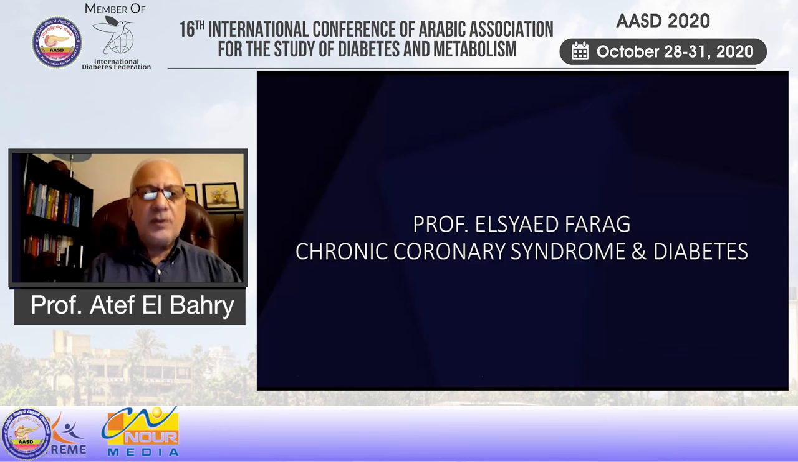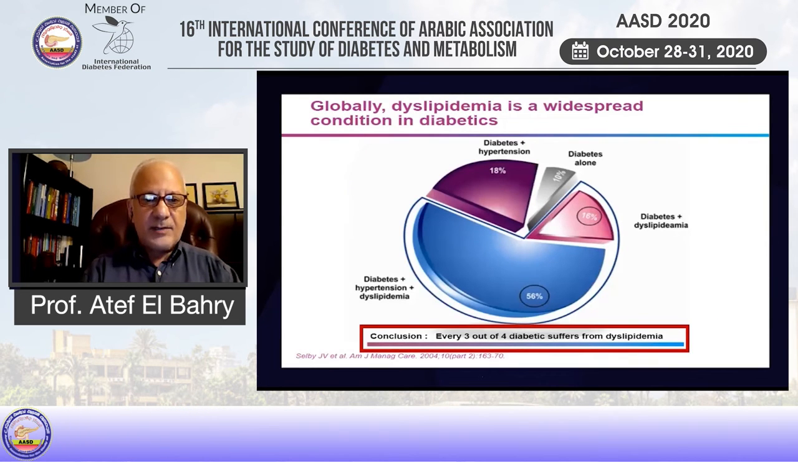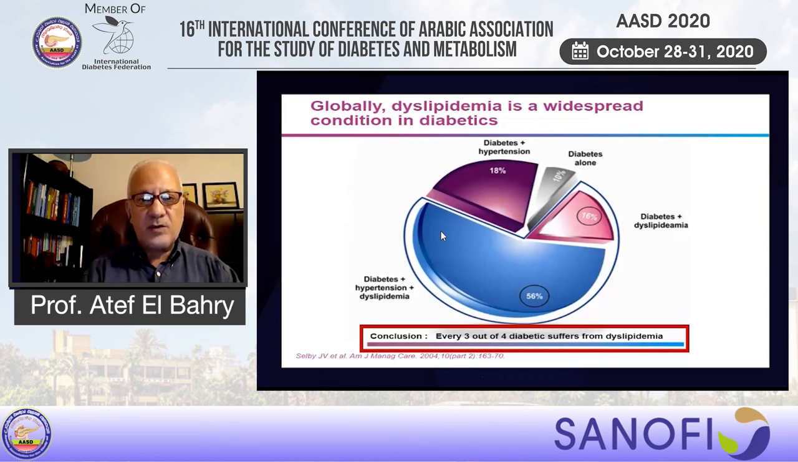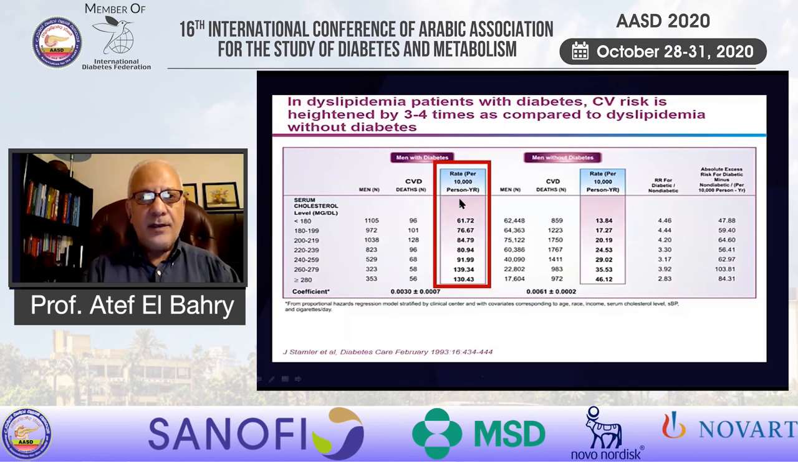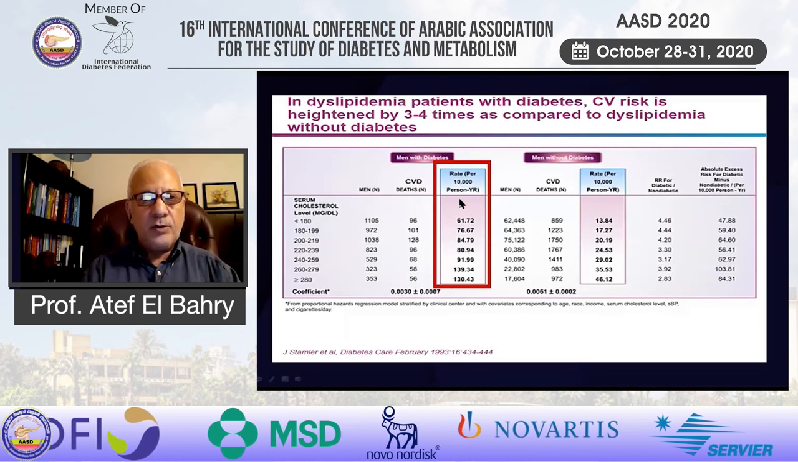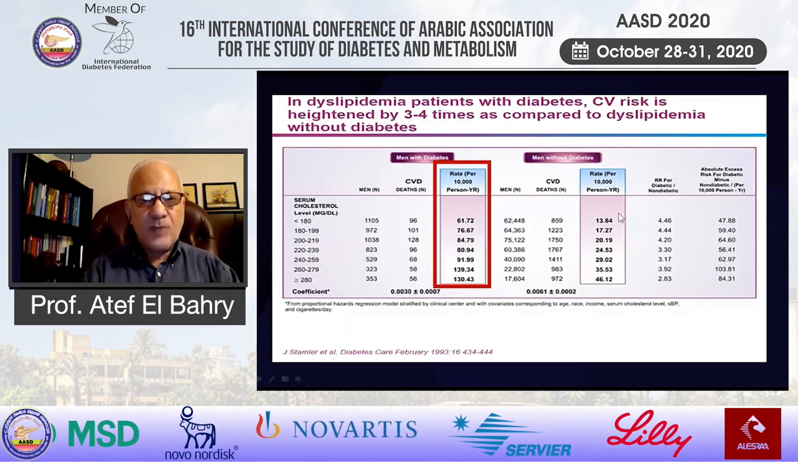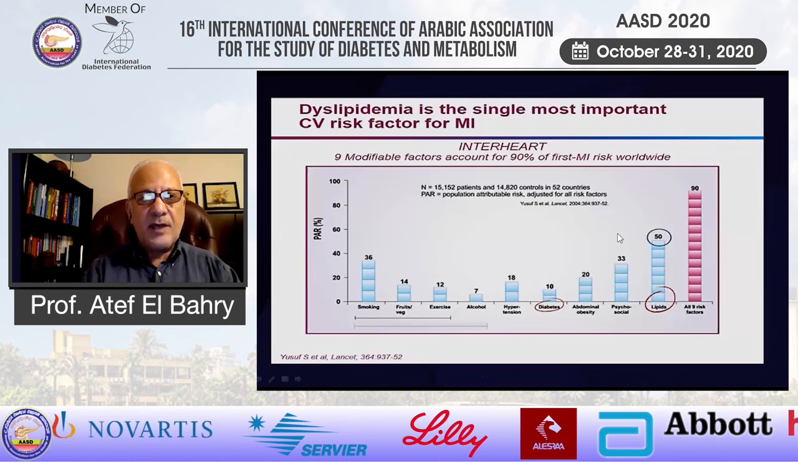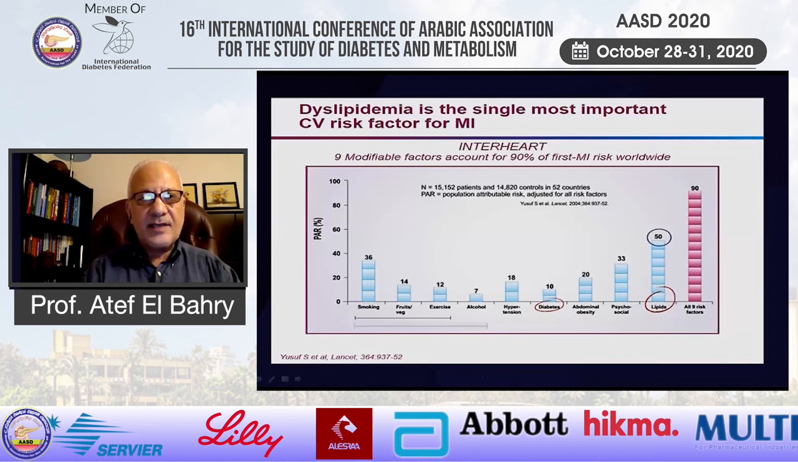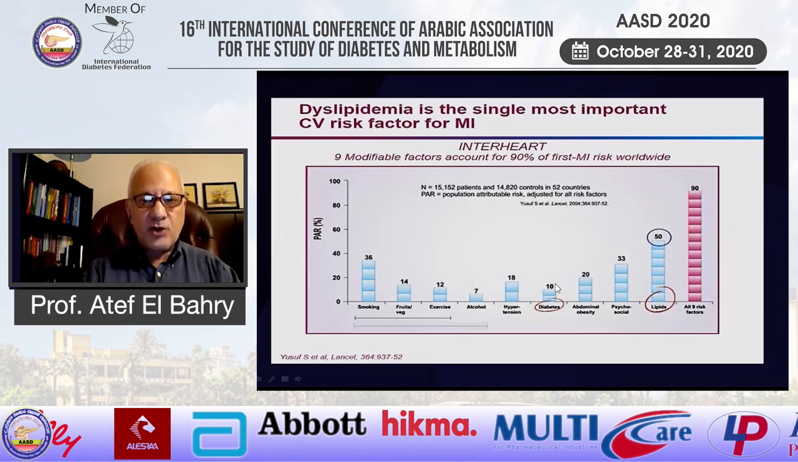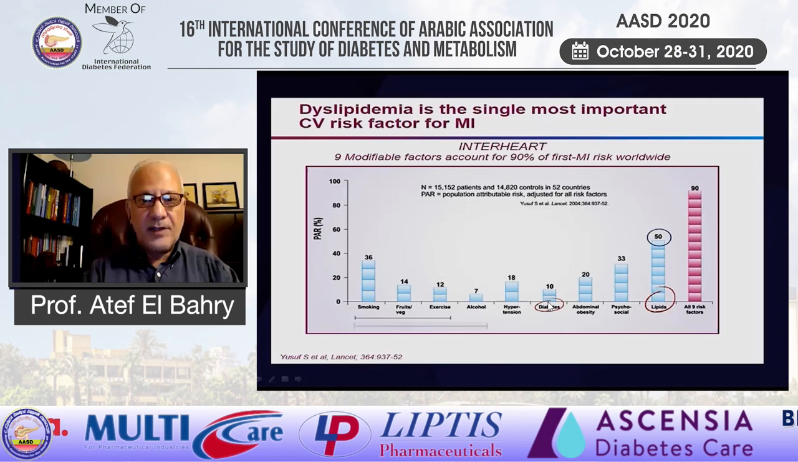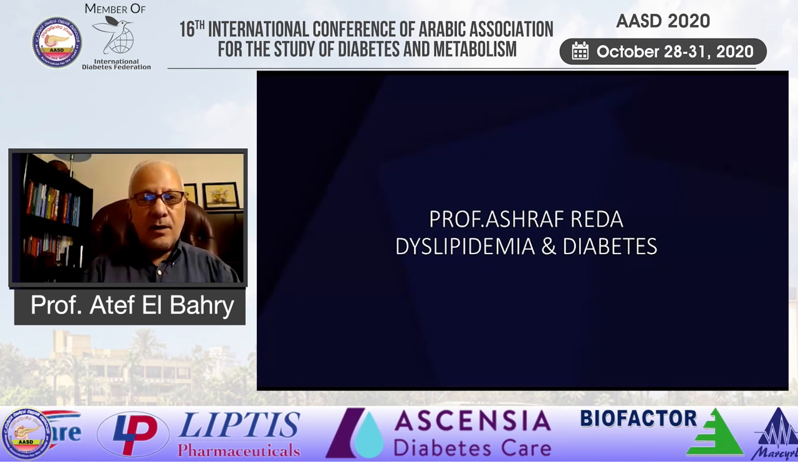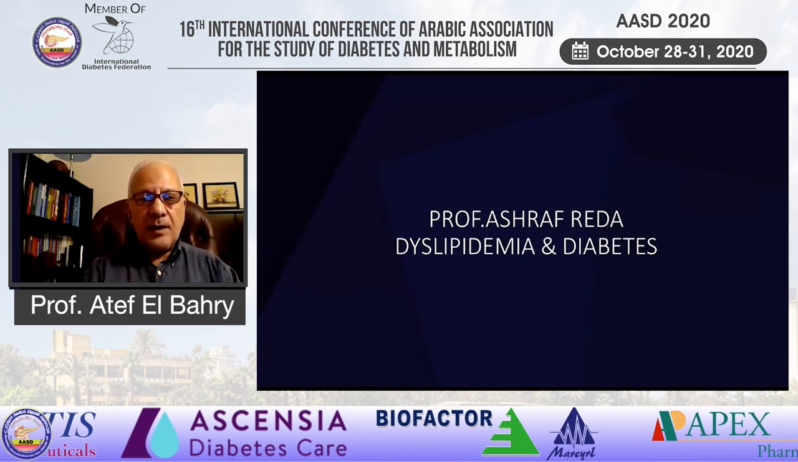Then we come to the most important risk factor here, which is dyslipidemia, because 3 out of 4 diabetic patients suffer from dyslipidemia, and those patients have 3-4 times the risk compared to dyslipidemia without diabetes. And we know that dyslipidemia is the single most important cardiovascular risk factor for myocardial infarction compared to diabetes. This is 10% to 50%. And Professor Ashraf Rida will deal with dyslipidemia and diabetes.